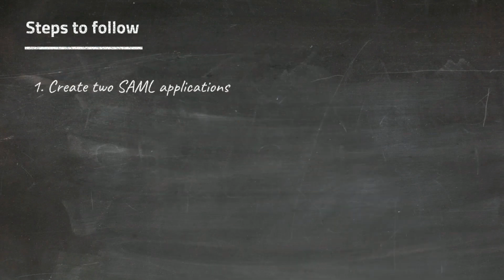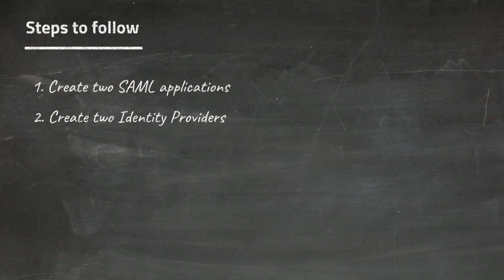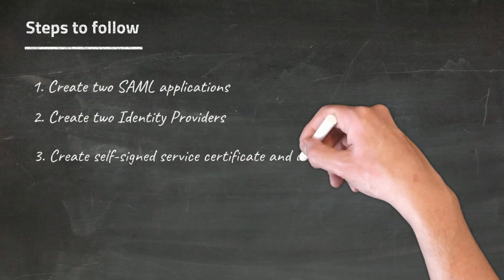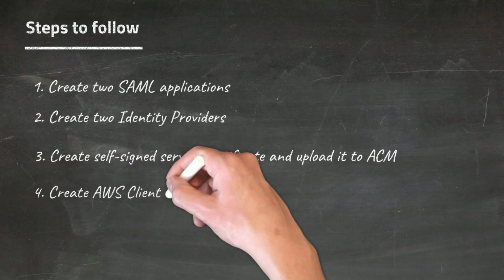First of all, we will create two SAML applications on IAM Identity Center. Then we will create two identity providers based on those two SAML applications. After that, we will create a self-signed server certificate on the local machine and upload it into AWS Certificate Manager, which will be used later on when we create the VPN endpoint in the next step.